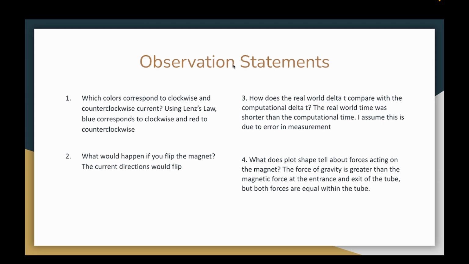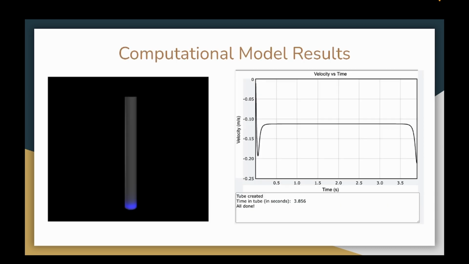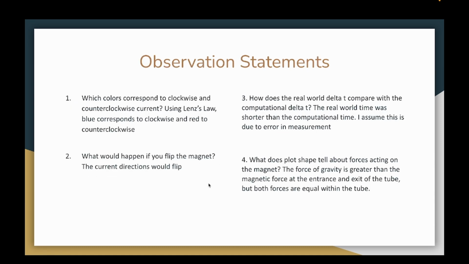So some observation statements. Which colors correspond to clockwise and counterclockwise current? Using Lenz's law, blue corresponds to clockwise and red to counterclockwise. And that could be seen here in this model. What would happen if you flip the magnet? Well, the current directions would flip.